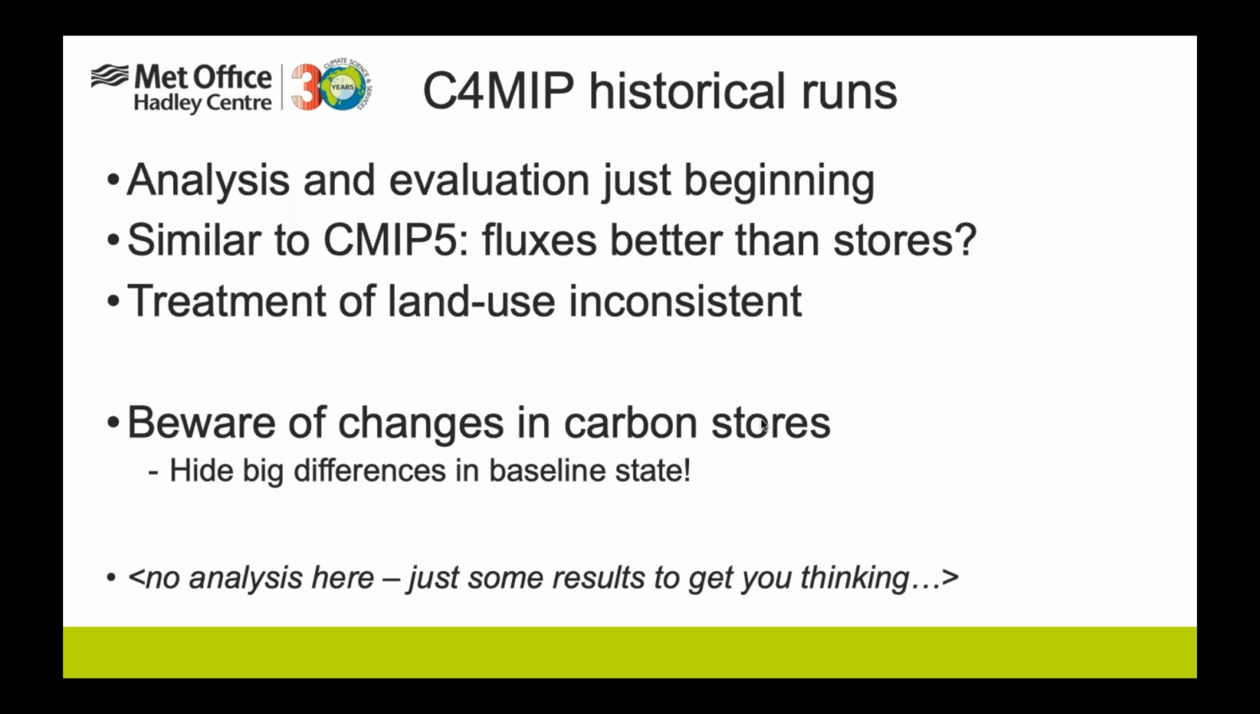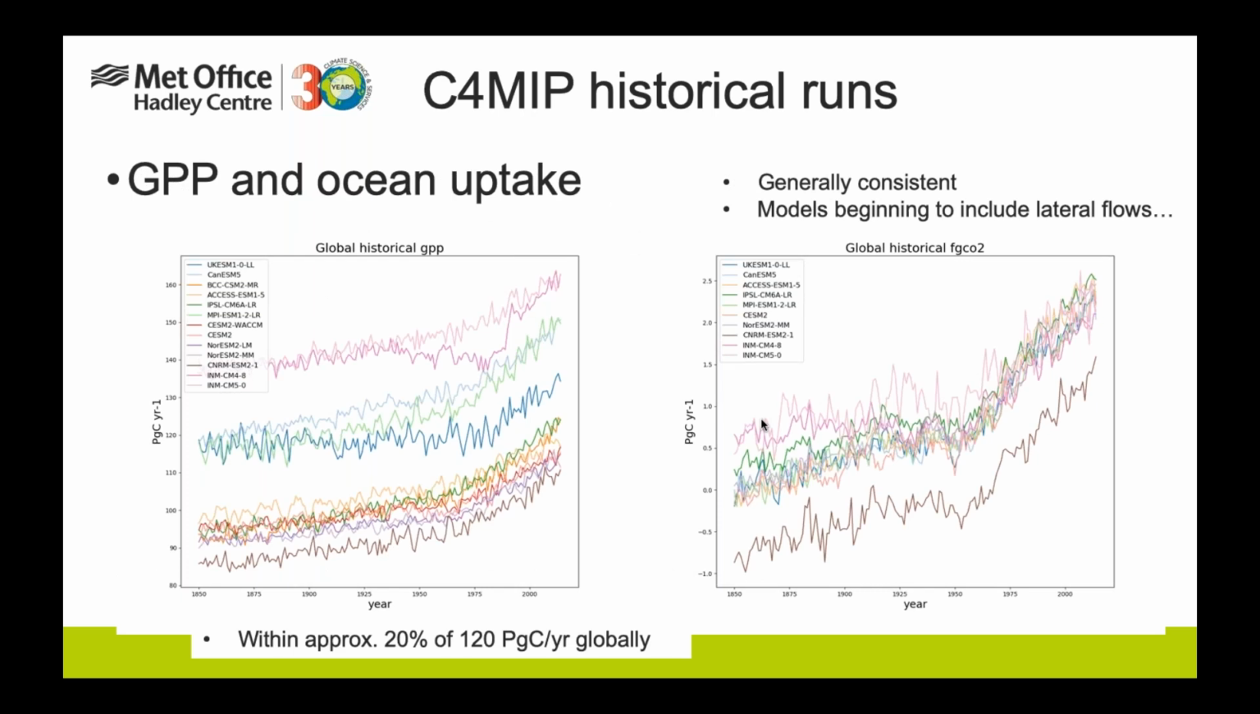But one thing I want to highlight really is what I think is an inconsistent treatment of land use across models. So we still don't fully understand what models do to incorporate land use change, and that complicates analysis of the carbon budgets. And also I think we need to be aware of showing plots that only show changes in the carbon stores when these hide very big differences in the baseline state. So I'll show you what I mean by that in a minute, and that's something I think the community really needs to do a bit better on.